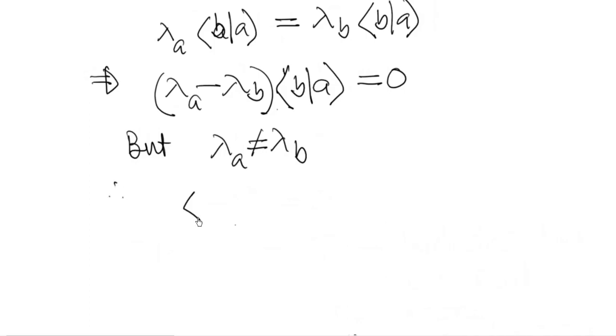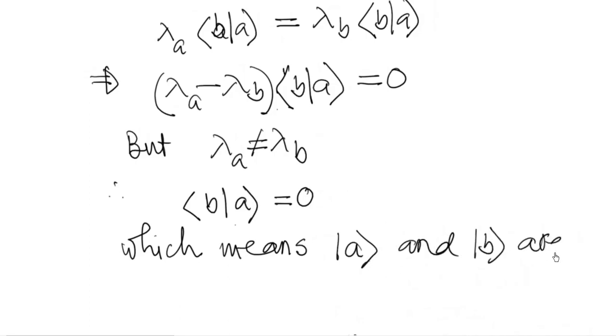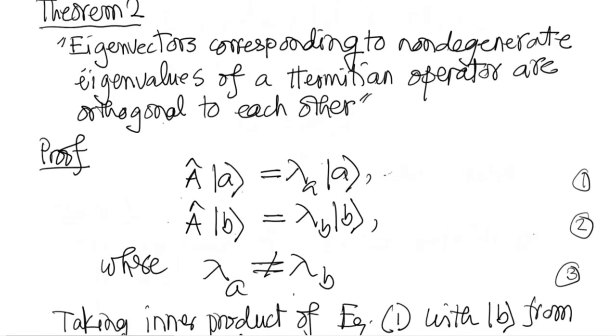Therefore we have bra B ket A is equal to 0, which means vectors ket A and ket B are orthogonal to each other. Okay. Now we are left with the third theorem.